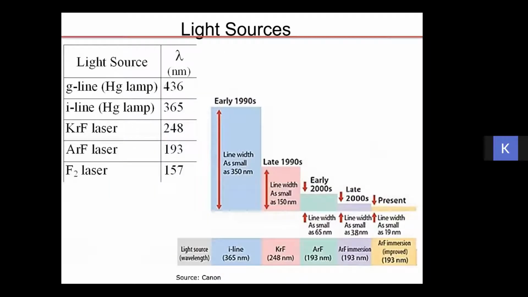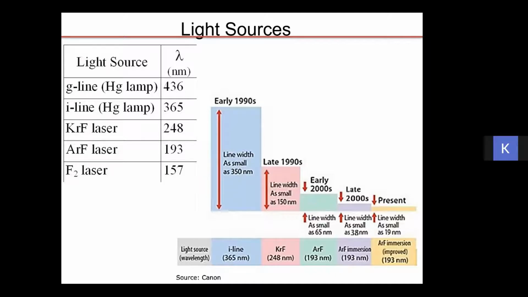Now comes the most important part. That means exposure of your photoresist-coated wafer with some light source, and it should be exposed through a design. There are various light sources that have been used, and accordingly there has been progress. If you see in the early 90s, the smallest line width that was made was around 350 nanometer or 400 nanometer. But later on, the line width started decreasing.